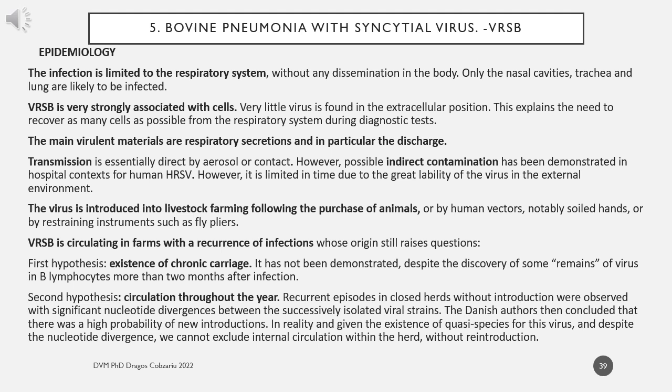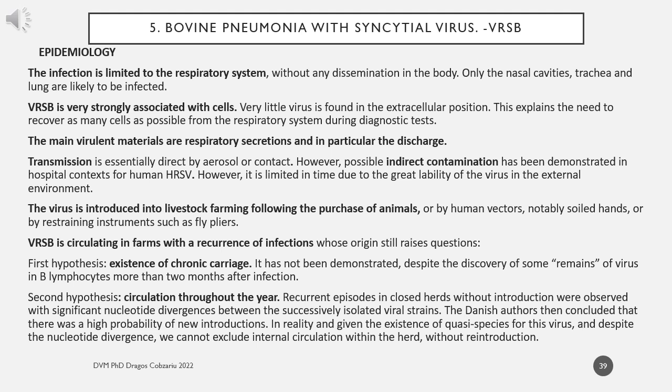Transmission is essentially direct by aerosol or contact. However, possible indirect contamination has been demonstrated in hospital contexts for human RSV. However, it is limited in time due to the great lability of the virus in the external environment. The virus is introduced into livestock farming following the purchase of animals, or by human vectors, notably soiled hands, or by restraining instruments such as fly pliers.